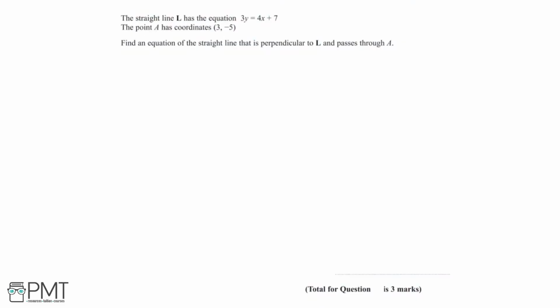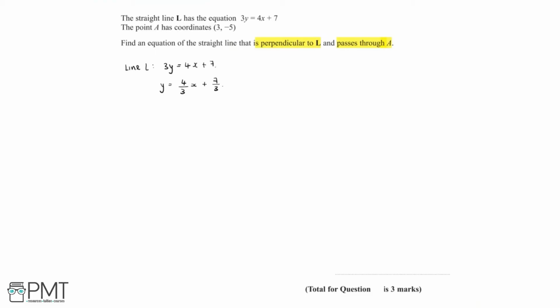In this question, we're told that the straight line L has the equation 3y equals 4x plus 7, and the point A has the coordinates (3, minus 5). We need to find an equation of the straight line that is perpendicular to L and passes through A. Well, now let's start by writing the equation of line L in the format y equals mx plus c, and now in order to do this, we need to divide both sides by 3, and so we can say that y equals 4 over 3 x plus 7 over 3.